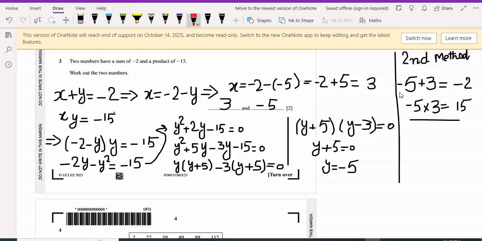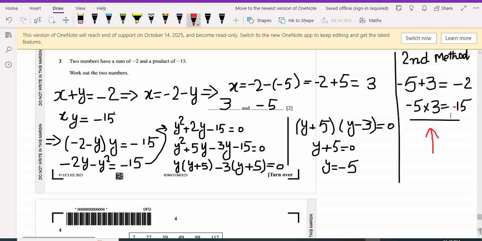As you can straight away write by the second method, we have to find two numbers whose sum is minus 2 and product is minus 15. So minus 5 plus 3 is minus 2, and minus 5 into 3 is minus 15. Therefore the numbers are minus 5 and 3. You can write it straight away. Okay, so that's the answer of the question.